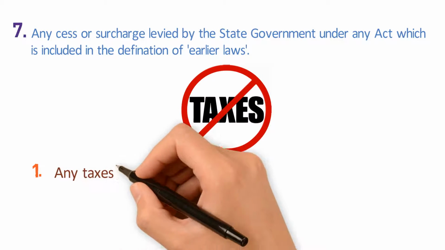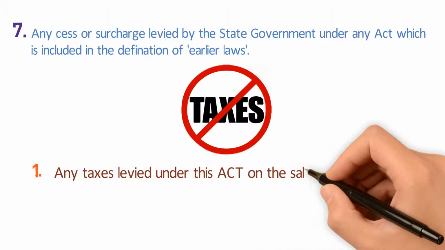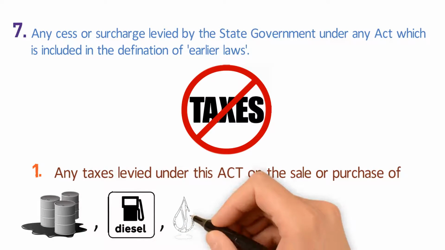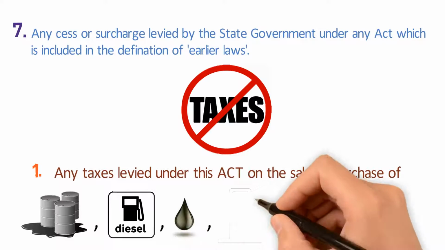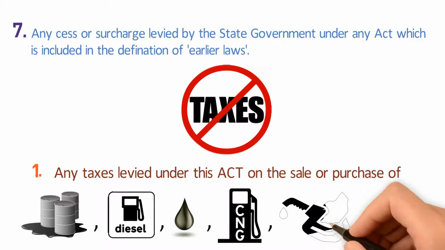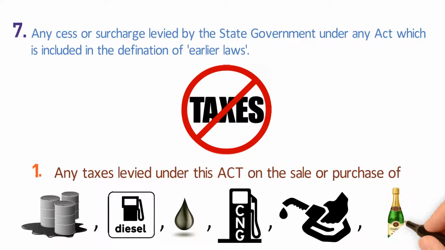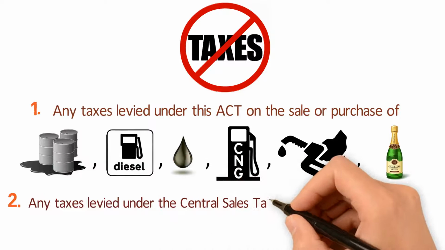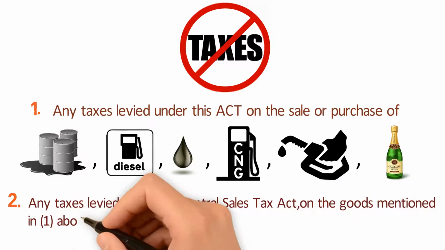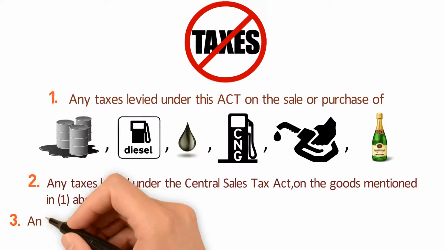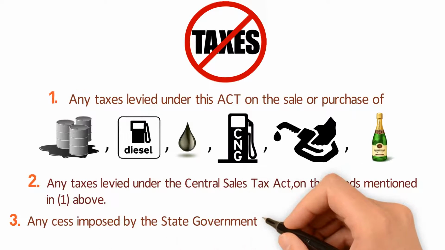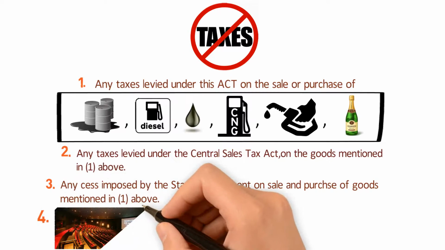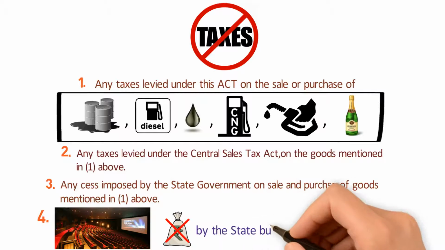Number 1. Any taxes levied under this act on sale and purchase of petroleum crude, high-speed diesel, motor spirit commonly known as petrol, or natural gas, aviation turbine fuel and alcoholic liquor for human consumption. Second, any taxes levied under the central sales tax on the goods mentioned in 1 above. Third, any cess imposed by the state government on sale and purchase of goods mentioned in 1 above. Fourth, entertainment tax levied by the state but collected by the local bodies.